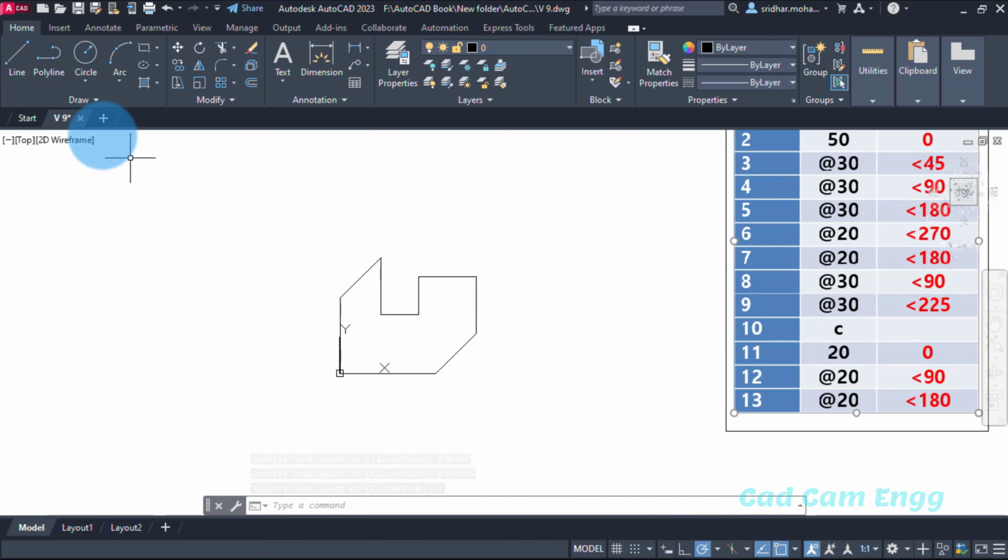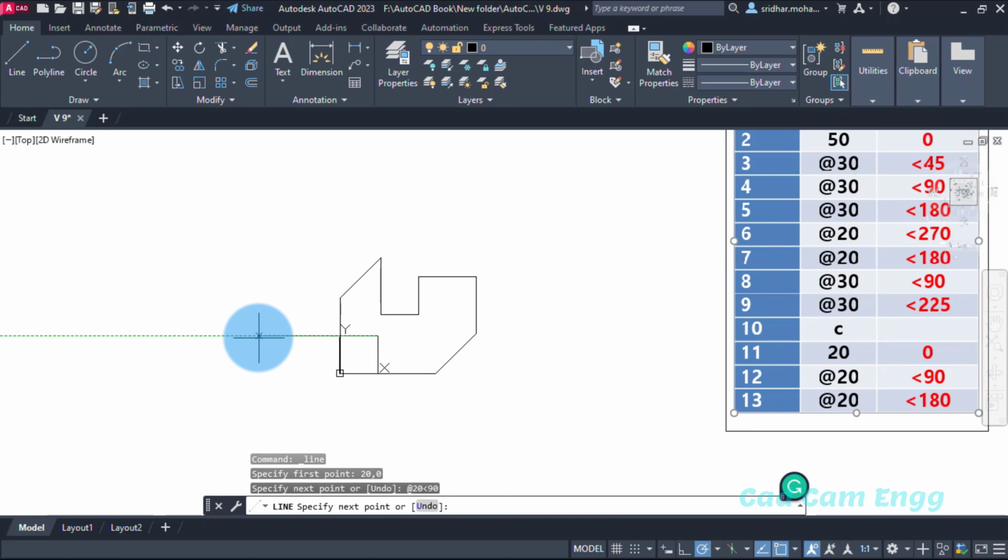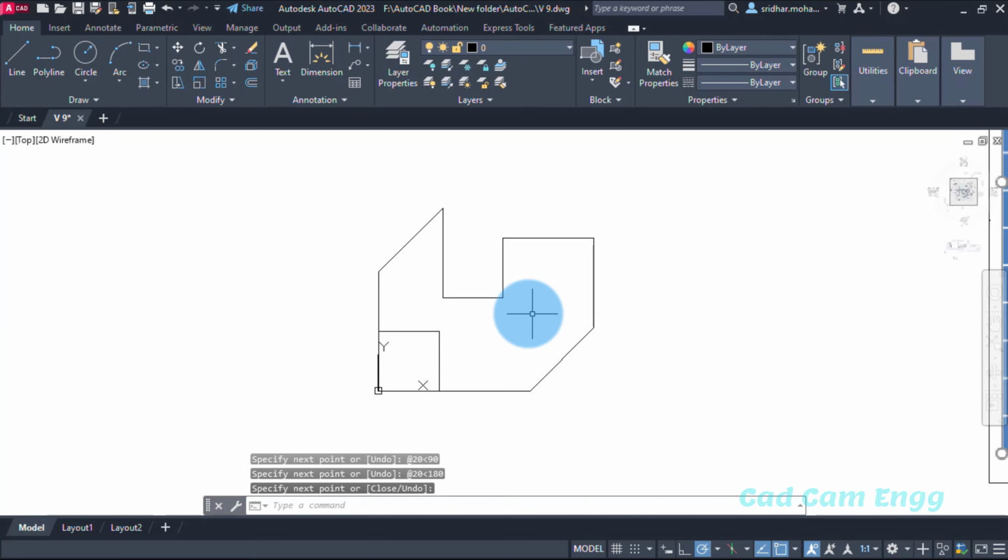So next, again I go to Line. Because now it is only the starting point, we cannot give the @ symbol. So now we directly enter the value 20, 0. Okay. So now @ 20 less than symbol 90. So this is the last point, @ 20 less than symbol 180. Enter, and again enter. So this is our required drawing.